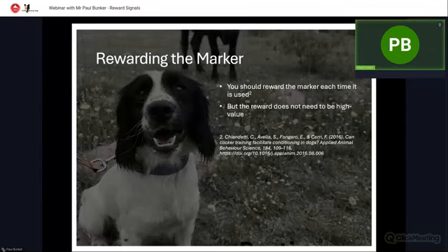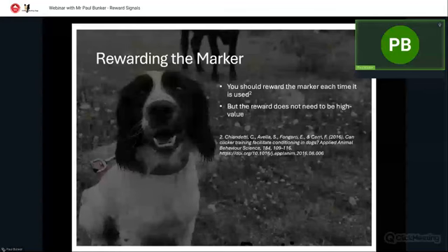So you should reward the marker each time it is used. And again, there is research in that. If we don't, we can end up extinguishing the marker and diluting it. It's like someone saying yes every time you talk to them. The marker with the dog is the yes word. We dilute it. We make it mean not so much. So if we inadvertently use the marker, we have to reward that. We can't dilute the marker. It must be as strong as when that dog spins 180 degrees. However, we don't have to reward the mark that was made by mistake with a high value reward.